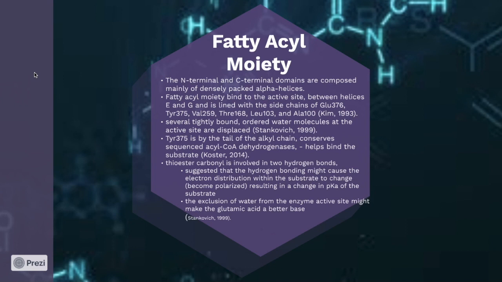Upon binding between the flavin ring and the carboxylate of glutamic acid 376, several tightly bound ordered water molecules at the active site are displaced. An alkyl chain lies in the substrate cavity surrounded by glutamic acid 99, threonine 96, and tyrosine 375. The tyrosine surrounds the tail of the alkyl chain and conserves sequences of acyl-CoA dehydrogenase, which plays a role in the binding of the substrate.